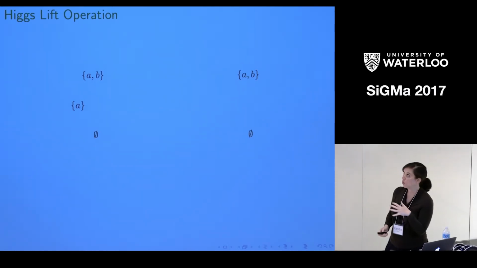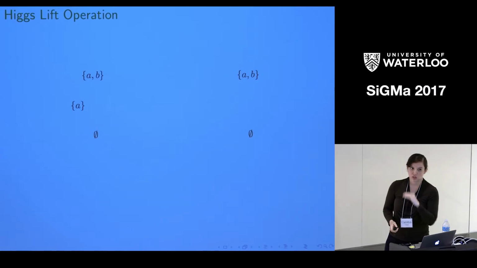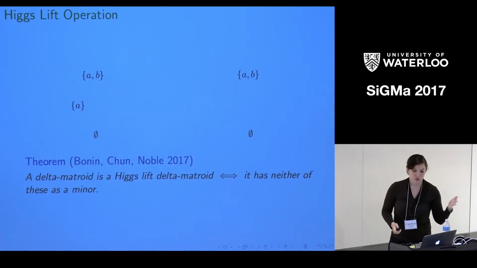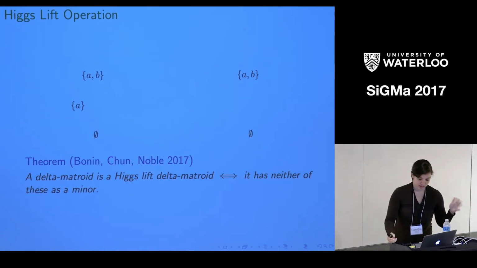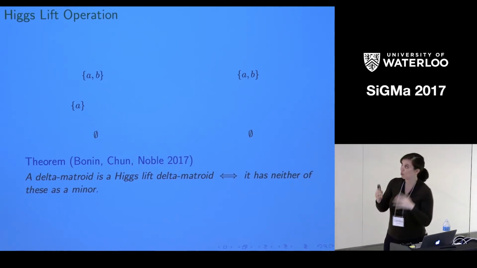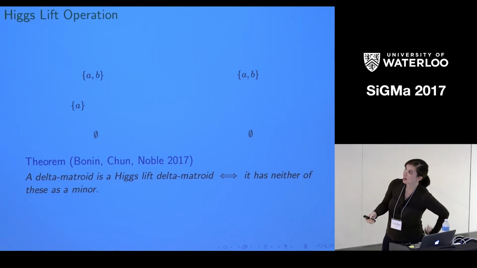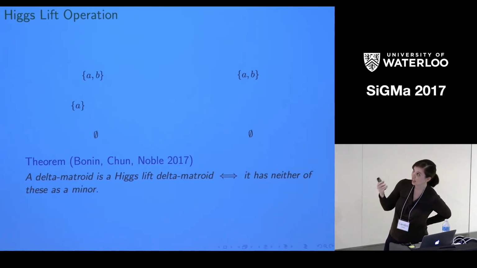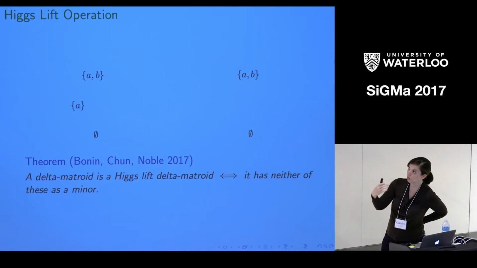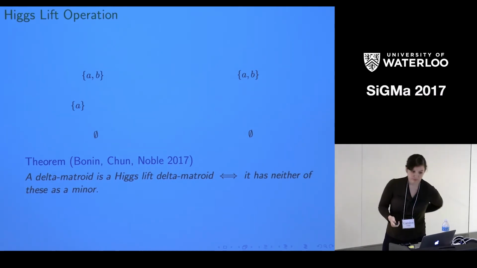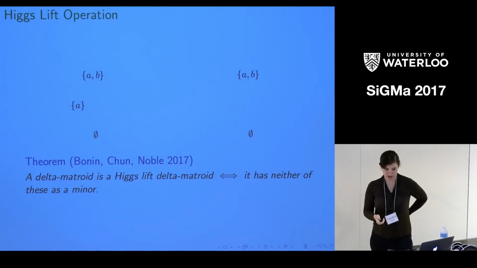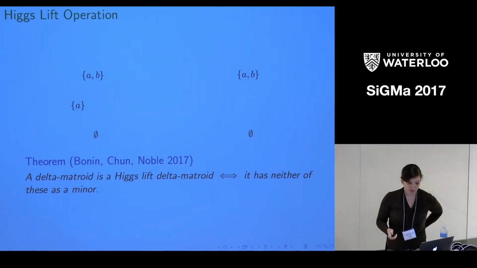So these are two delta-matroids. You can check that the symmetric exchange axiom holds, but neither of them is a Higgs lift delta-matroid. The word theorem probably isn't the right word here, but this is a small thing to notice: a delta-matroid is a Higgs lift delta-matroid, meaning it comes from this sequence of lifts, if and only if it has neither of these as a minor. So you can characterize these with excluded minors, which is everyone's favorite thing to do.